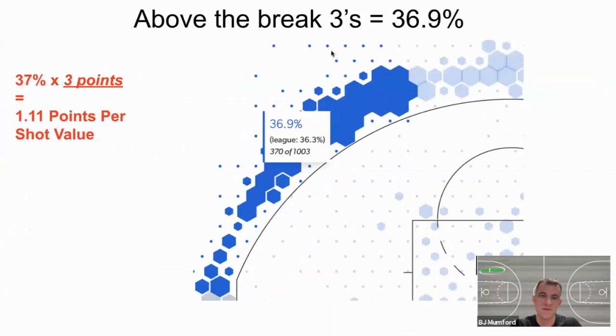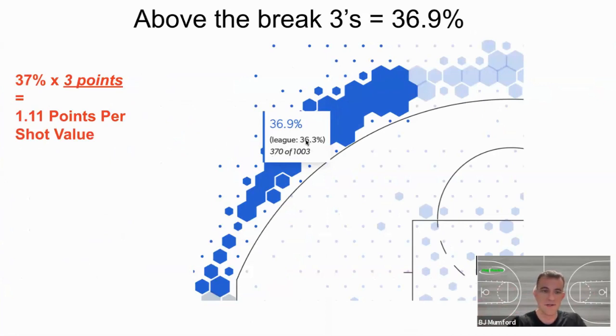This is above the break threes. So I showed you the corner threes as a separate category. I didn't want to get into all the different segments of the three because I want to keep this a little more high level and get you the basic concept. But 3-point shots, again, they made 370 out of 1,003, 36.9%, just slightly higher than the league.